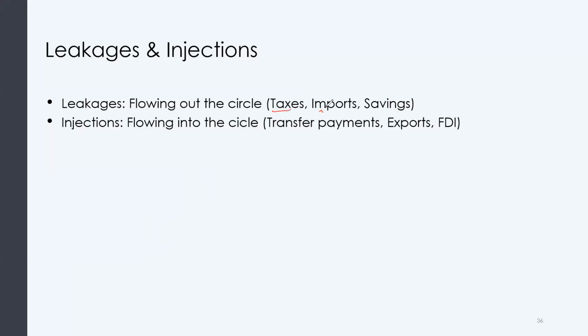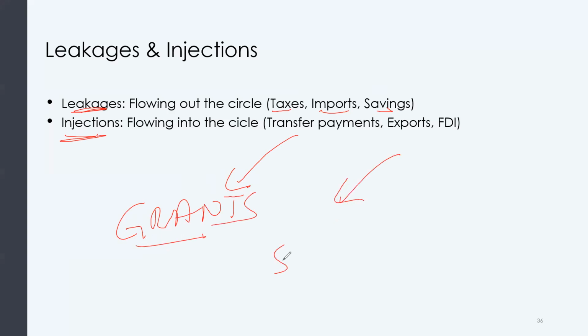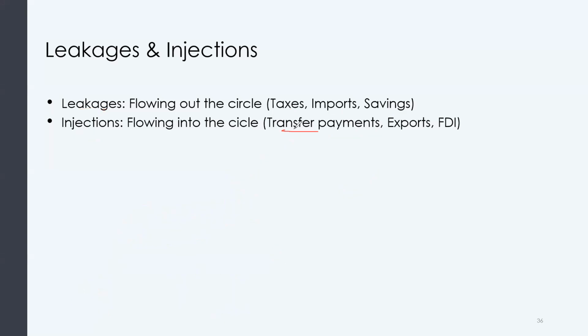So taxes, imports, and savings are leakages of our circular flow of income. But also there may be injections, things that can add to our circular flow of income. So transfer payments, these are grants. Transfer payments are just grants, right? So if the government gives money to someone who is not working, it means that that person did not produce anything, but they are getting an income. So our income will be more than our production. So that's an injection, right? Because it's no longer circular, that's an injection.